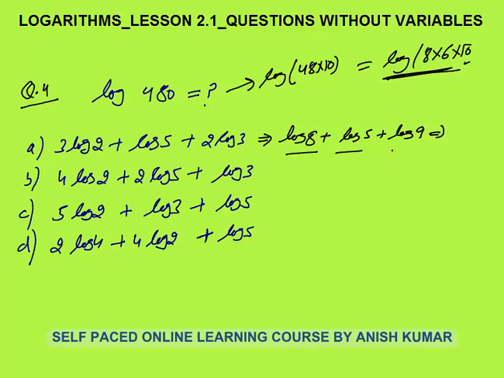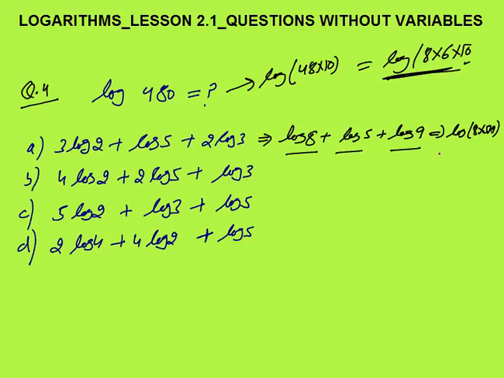Now log a plus log b plus log c becomes log of a into b into c. This becomes log of 8 into 5 into 9. 8 into 5 is 40, into 9, this becomes log 360. This will become log 360, not 480. That won't be my answer.